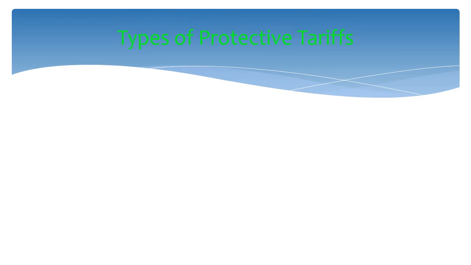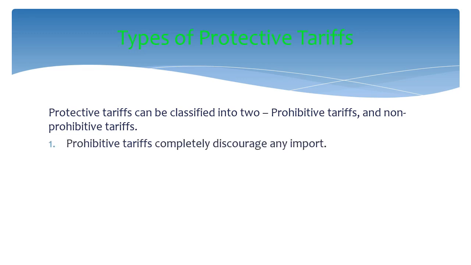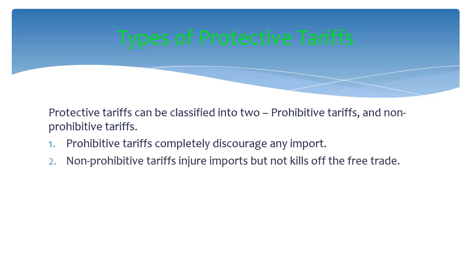Types of protective tariffs. Protective tariffs can be classified into two: prohibitive tariffs and non-prohibitive tariffs. 1. Prohibitive tariffs completely discourage any import. 2. Non-prohibitive tariffs injure imports but do not kill off free trade.